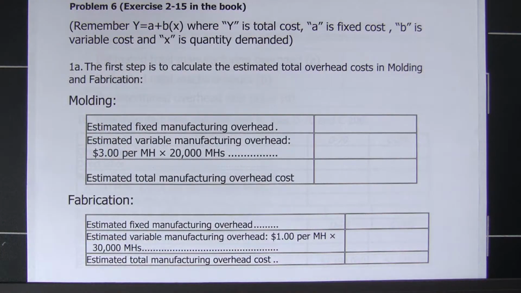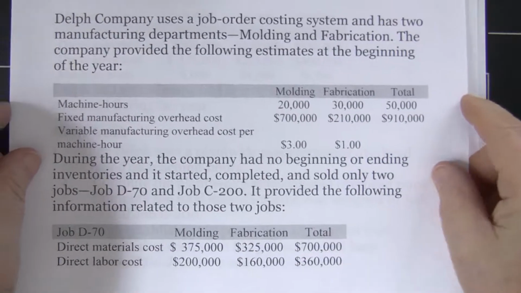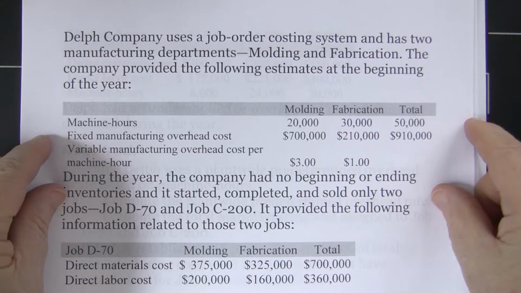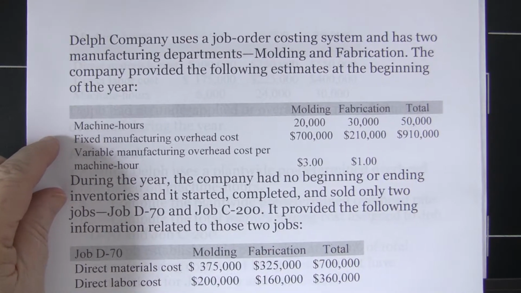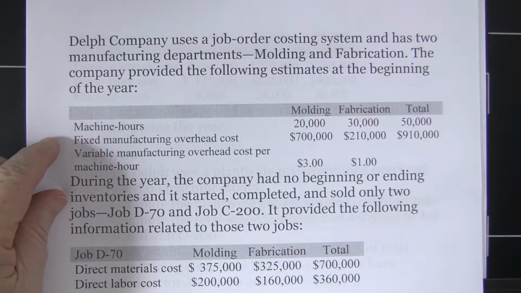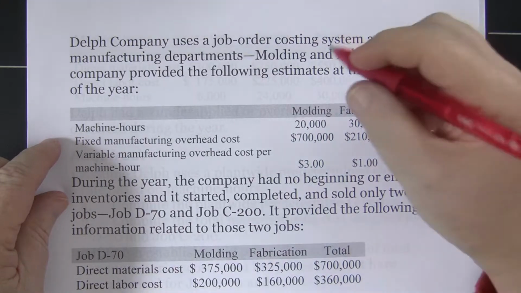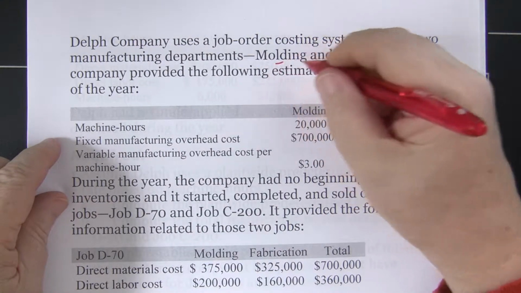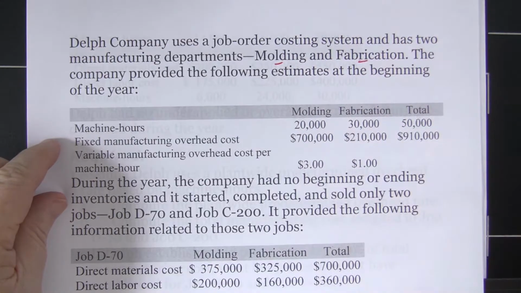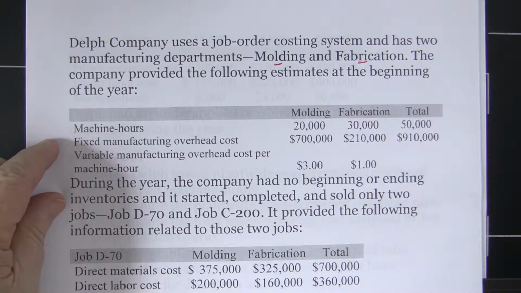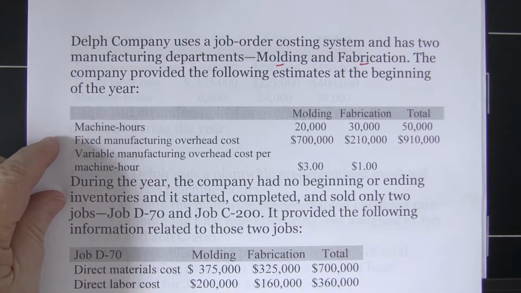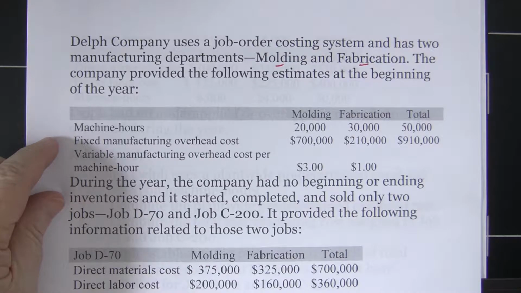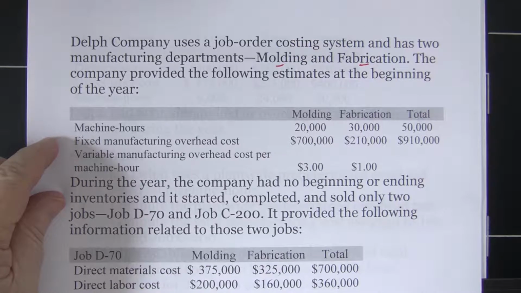Let's see what information they give us. Okay, they tell us this company uses job order costing. Again, good, that's the only one we know. They have 2 departments, molding and manufacturing. That means there's going to be 2 sets of inputs. There could be 2 different amounts of labor, 2 different amounts of material, 2 different amounts of overhead, and 2 different amounts of cost of overhead per unit.